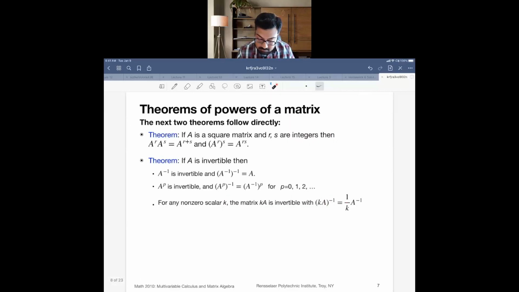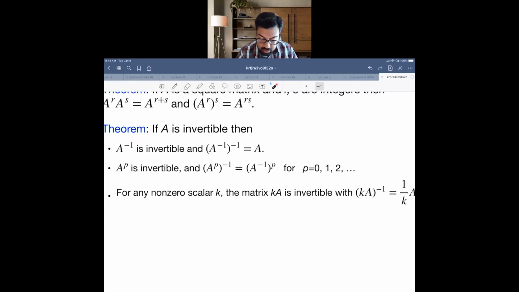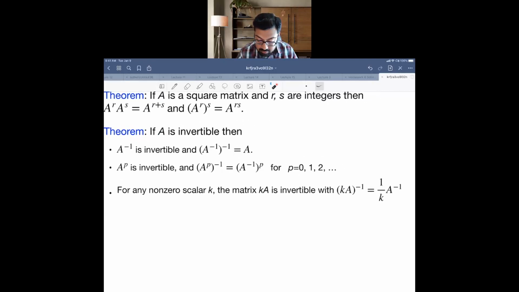Okay. So let's go back here. So we looked at this. A inverse is invertible, and the inverse of A inverse will be A. And if A raised to P is invertible, then the inverse of A raised to P is the same as A inverse raised to P, when P is 0, 1, 2, any positive number there. For any non-zero scalar K, the matrix KA is invertible with KA inverse equals 1 over K times A inverse.